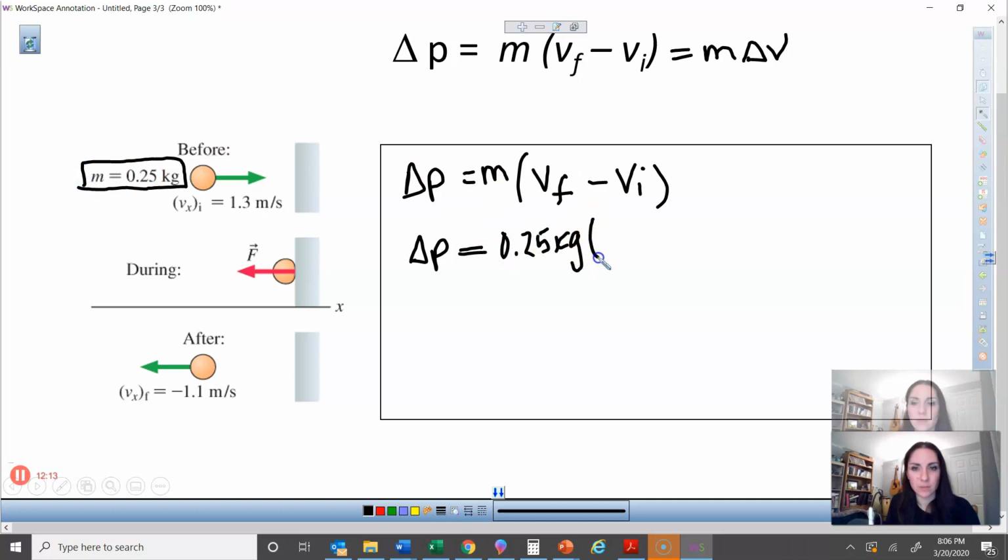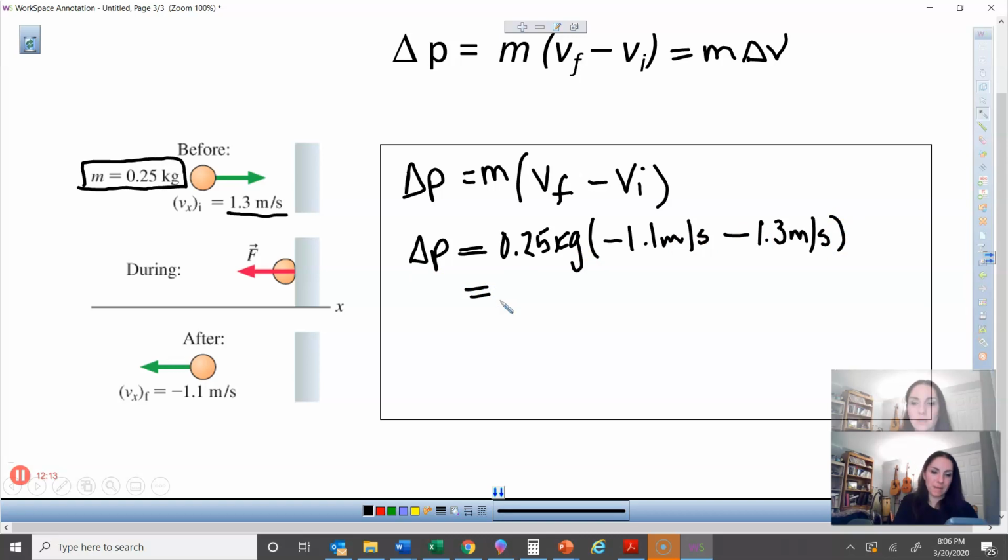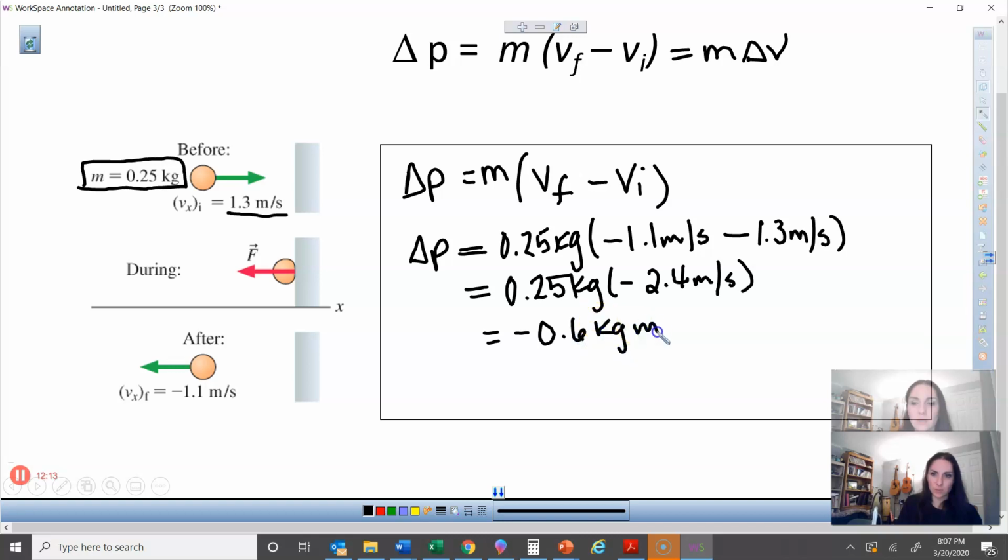0.25 kilograms. Now this is where people make mistakes all the time, including myself, just because I always want to do initial minus final. It's the opposite. So I need this with the negative sign, negative 1.1 meters per second minus this number. That's the final. I'm sorry, that's the initial, and this is the final. So that looks like this. Negative 1.1 minus 1.3. I'm just going to do this in steps. It comes to negative 2.4 when I solve for that, times 0.25. Negative 0.6 kilogram meters per second was the change.